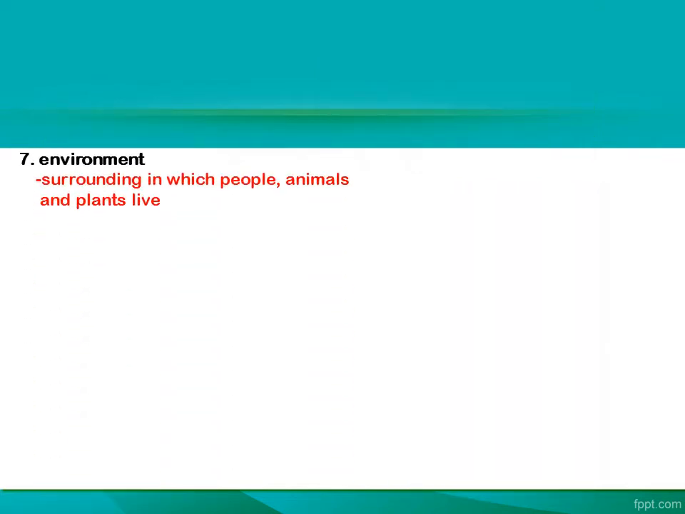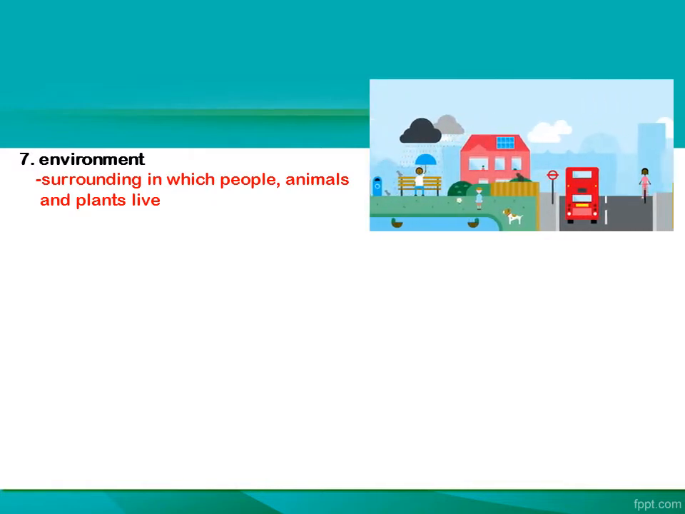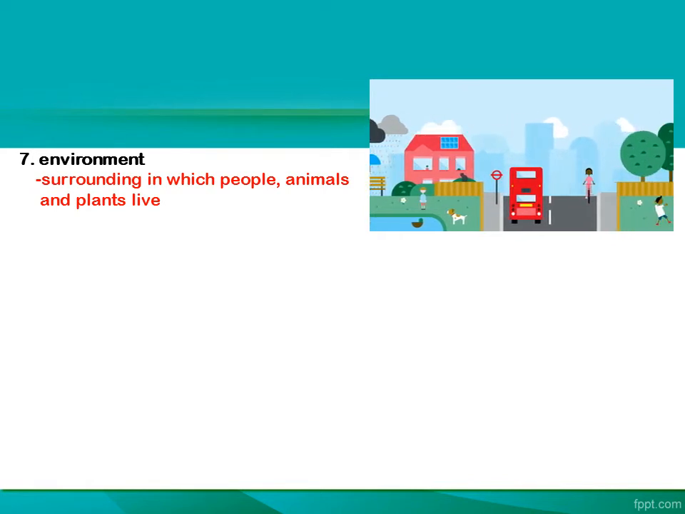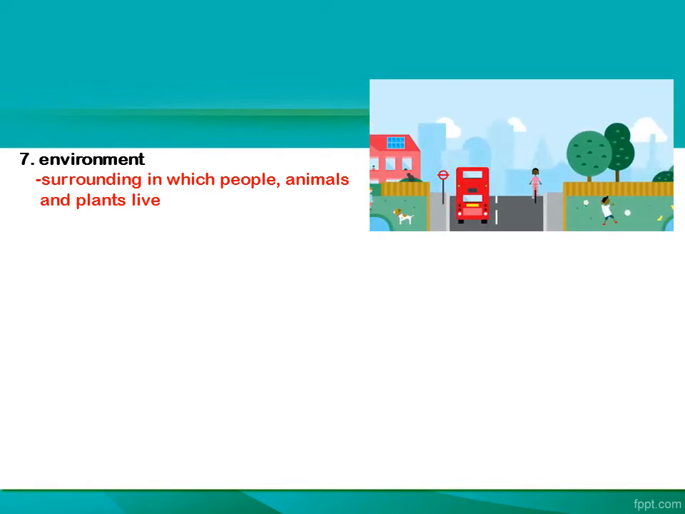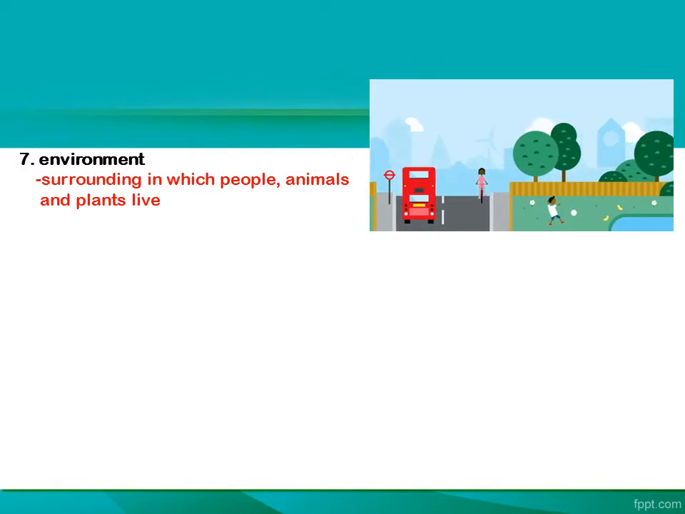Number 7 is environment. It is the surrounding in which people, animals, and plants live. So anything that you can see around you, by the way, it could be living things or non-living things, is all part of environment.